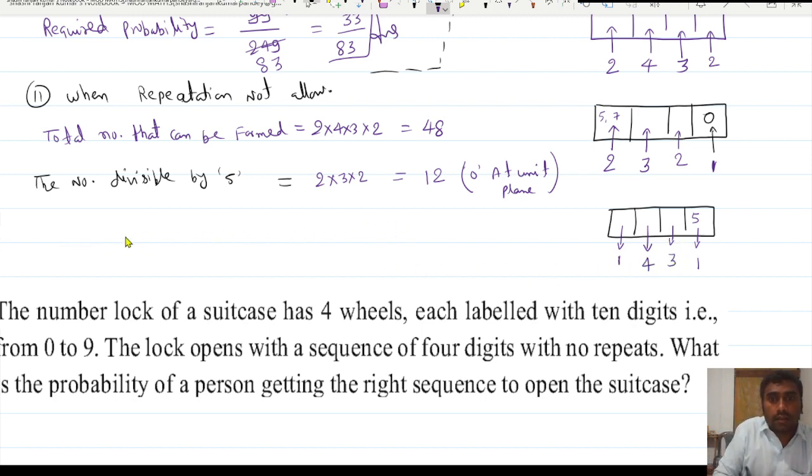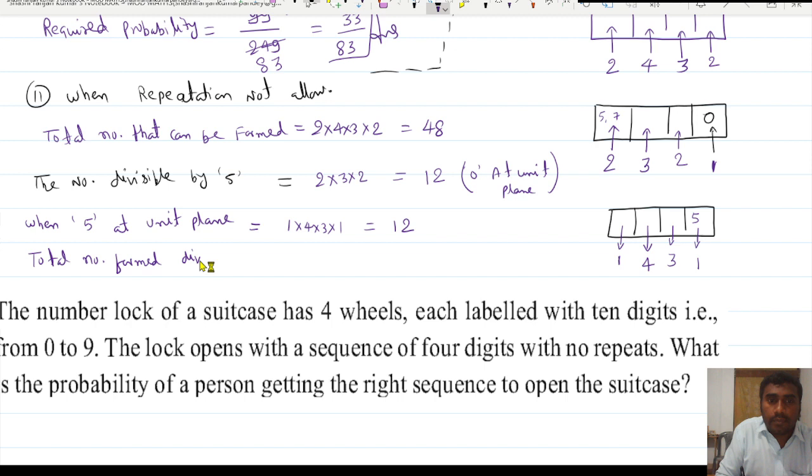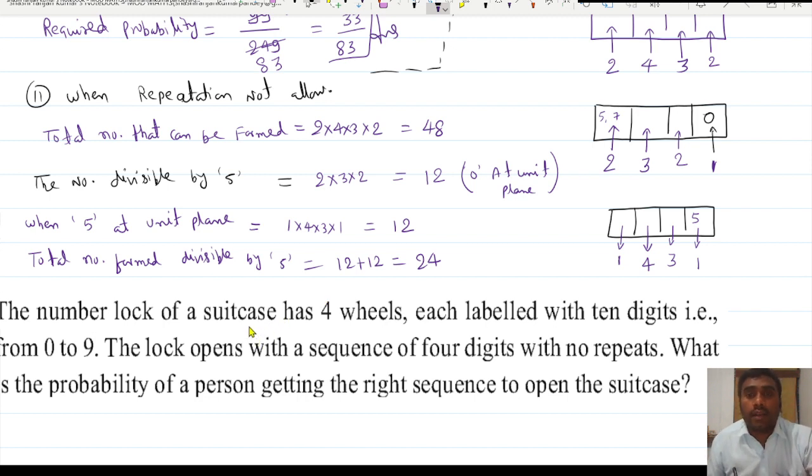So when 5 is at the unit place, the total numbers that can be formed divisible by 5 is 1 into 4 into 3 into 1, which again comes out to be 12. So the total number divisible by 5 is 12 plus 12, which comes out to be 24.